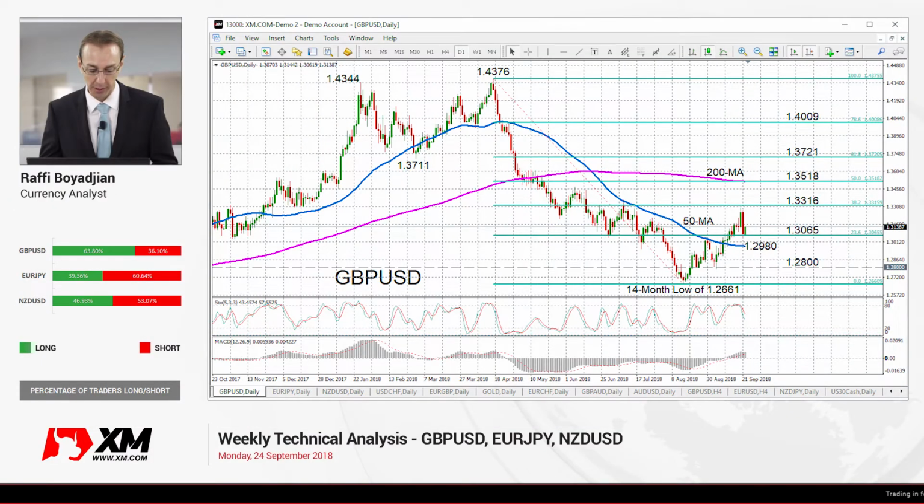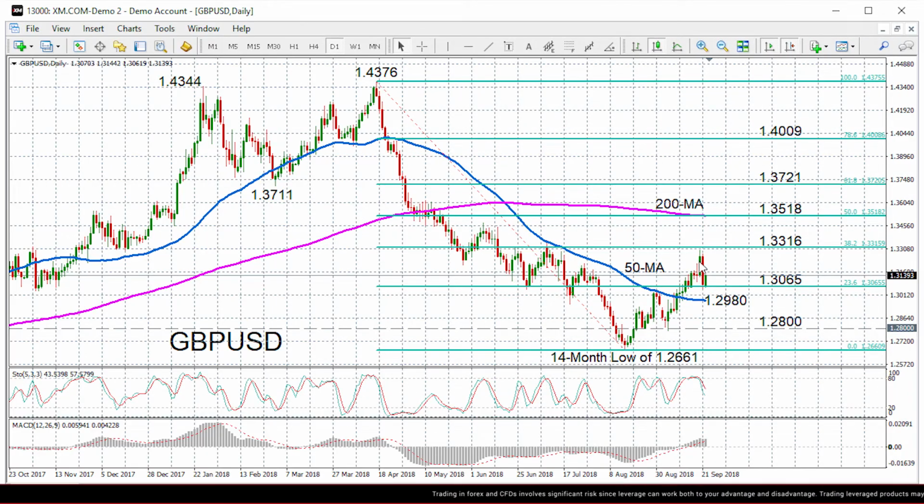The pairs we're going to be looking at for this week are the pound dollar, the euro yen, and the Kiwi dollar. Starting first with pound dollar, we can see prices have fallen sharply from that 2 months high just below the 1.33 level we saw last week.